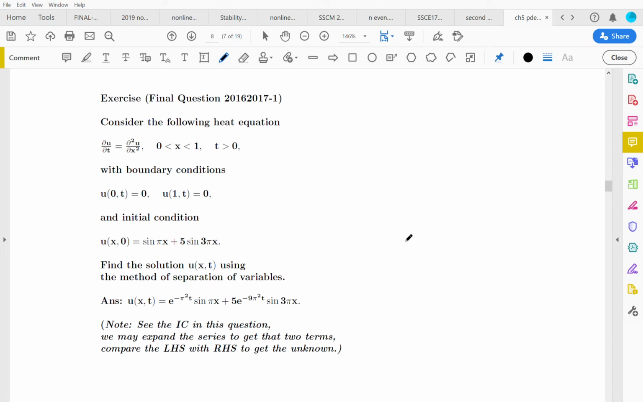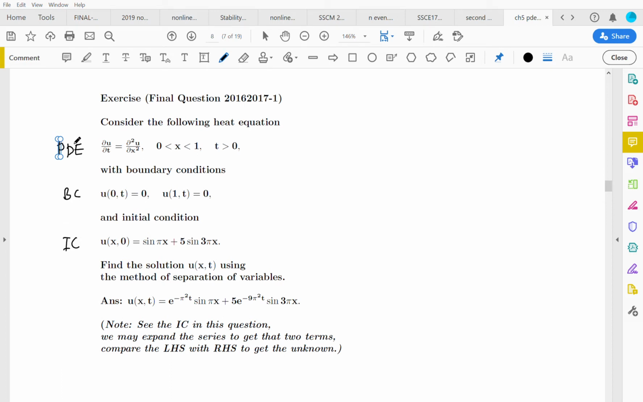Okay, in this exercise question, this is a PDE. Here it is clearly mentioned that this is the heat equation. So the PDE we have here, here is the boundary condition, and here is the initial condition.